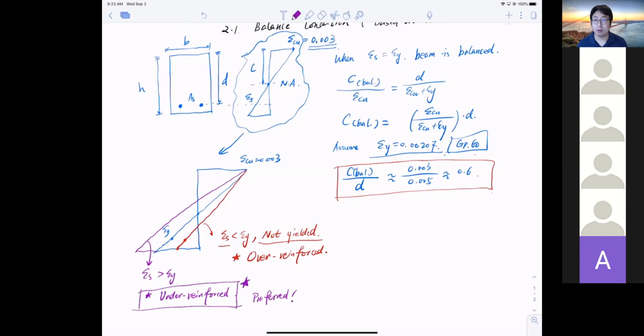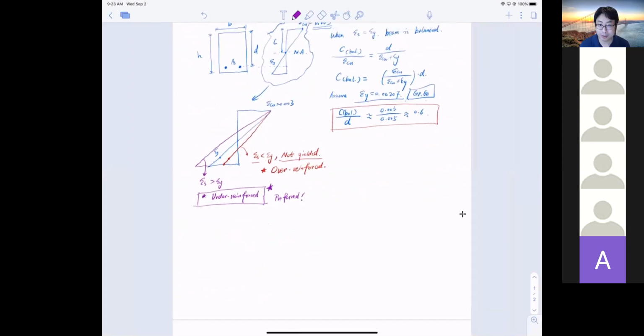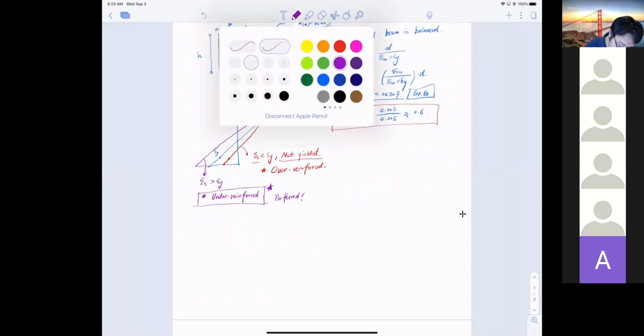So the balanced condition is very critical. We need to figure out the balanced condition, and then we decide what type of failure mode we will have. Is it yielded or not yielded, over reinforced or under reinforced? That's how we define it. Hence, if we have this under reinforced and over reinforced case, I can summarize it.